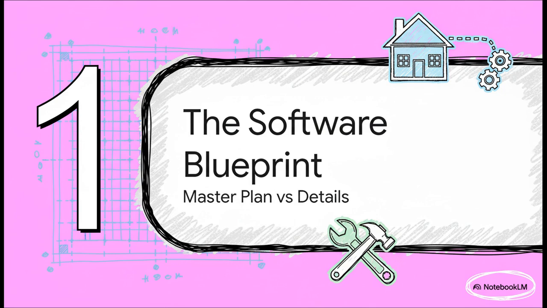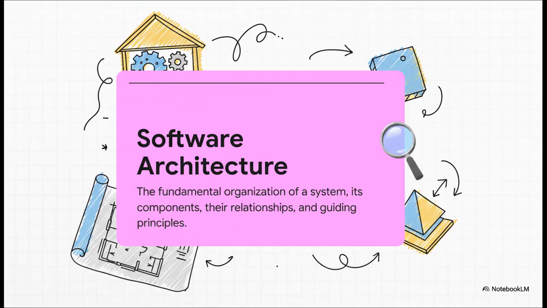Okay, so first things first. We need to get a handle on what this blueprint really is. And the best way to do that? Let's use a super simple analogy. Building a house. So software architecture, that's the big picture. It's not about the little details, like the color of the paint or the style of the faucet. No, it's about the heavy-duty stuff, the foundation, the load-bearing walls, where the plumbing and the electrical systems are going to run. It is the absolute fundamental structure that everything else is built on top of.